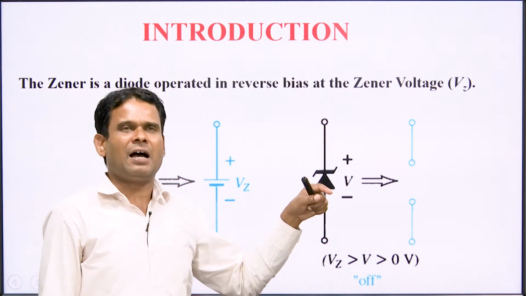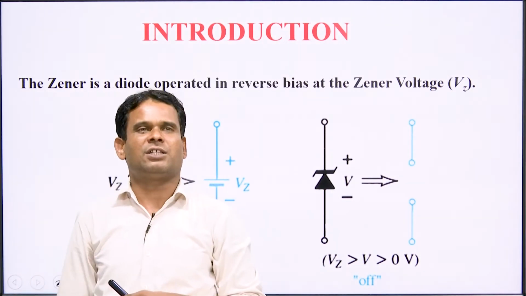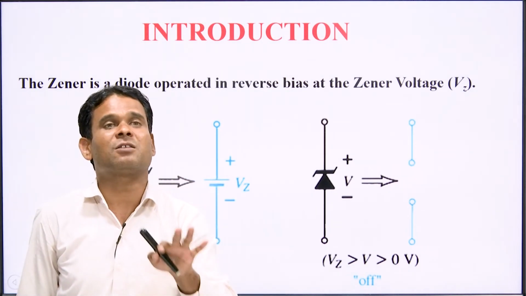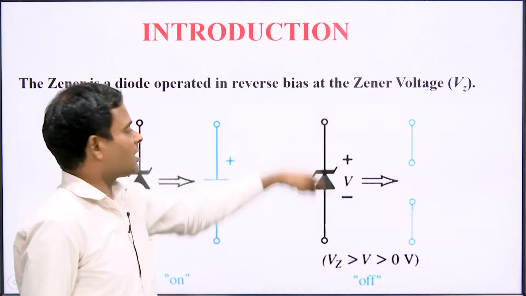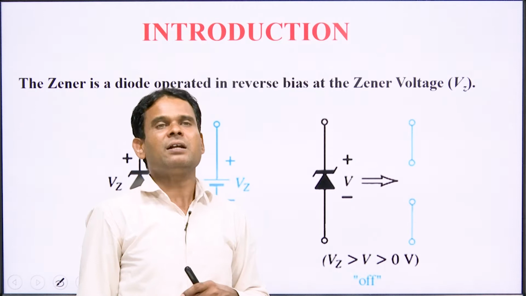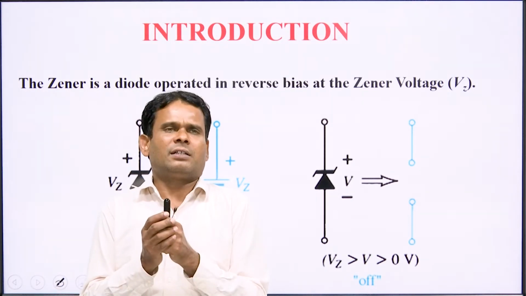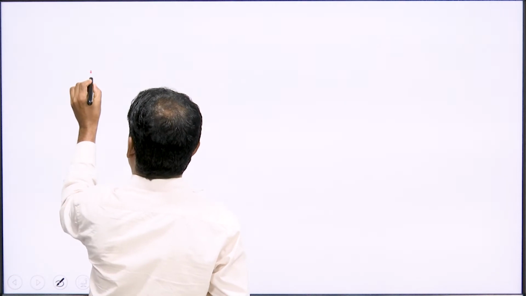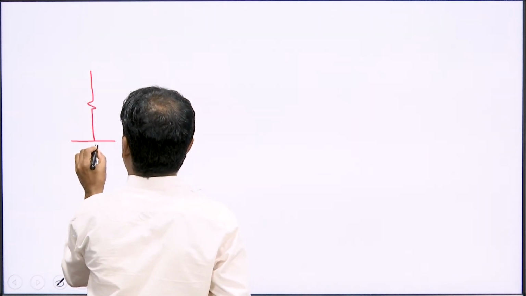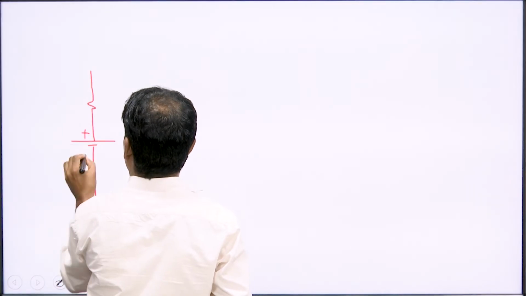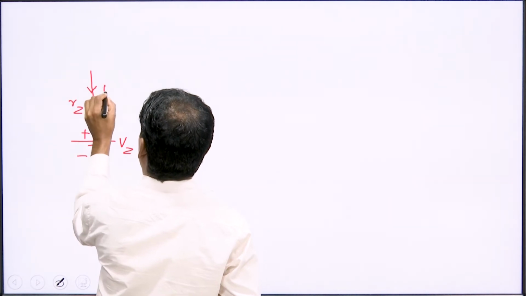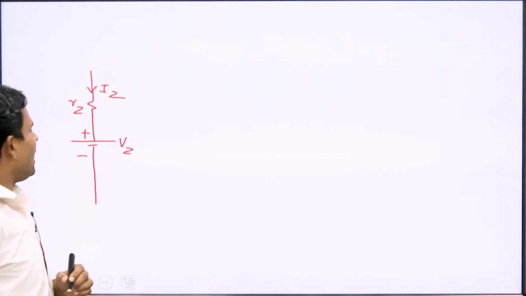is greater than the reverse voltage appearing across the Zener diode, then what will happen? The Zener diode will not get breakdown. Then the reverse current will not flow. This means it is open circuited. But what is the question? If the Zener diode is practical, then what is the equivalent circuit? Suppose the Zener diode is practical and it gets breakdown, then the equivalent circuit of the Zener diode is like this. This is Vz and this is the small Rz, and the current flowing through the Zener diode is Iz.